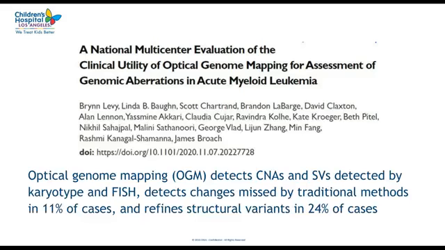So that got us interested in optical genome mapping, and what in particular sparked our interest were the results of this multi-center study, which looked exactly at hematologic malignancies and the utility of optical genome mapping in characterizing previously detected and novel structural variants. In this study, they were able to show that optical genome mapping detected copy number abnormalities and structural variants that were previously detected by karyotype and FISH, but also detected additional changes that were missed by traditional methods in 11% of the cases.